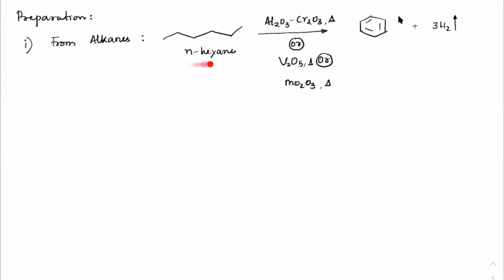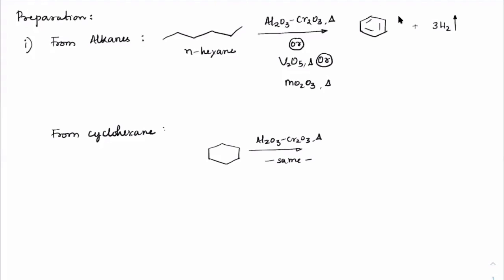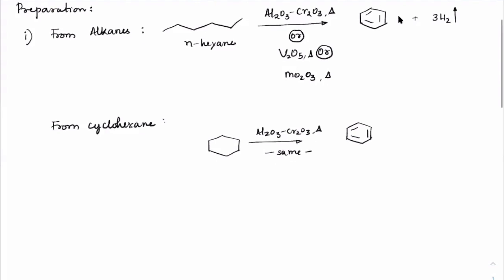Now, within the alkanes, we will have straight alkanes also. We may have cyclic alkanes also. Especially from cyclohexane, we can prepare this reaction where we have cyclohexane reacting with all the above which I have written, like Al2O3, Cr2O3, and heat. This we can definitely get benzene. Not just that, now if you see, in case I treat with platinum and heat, then also I will get benzene.